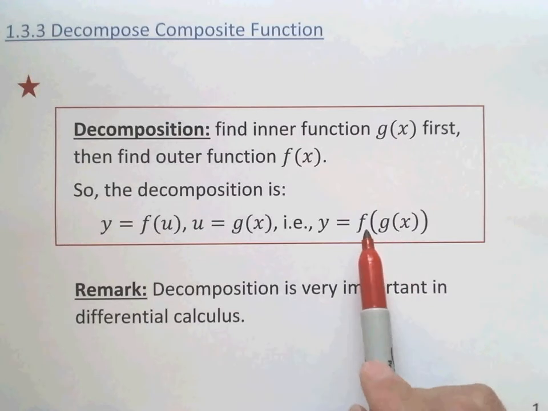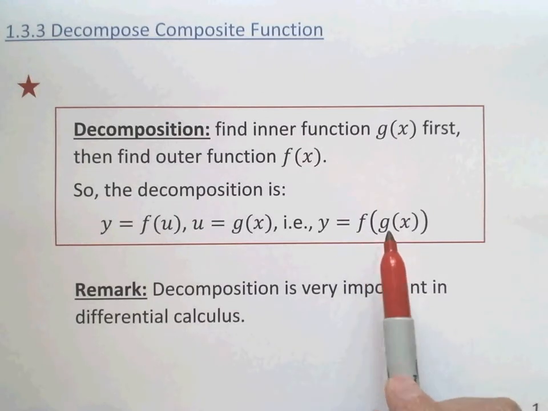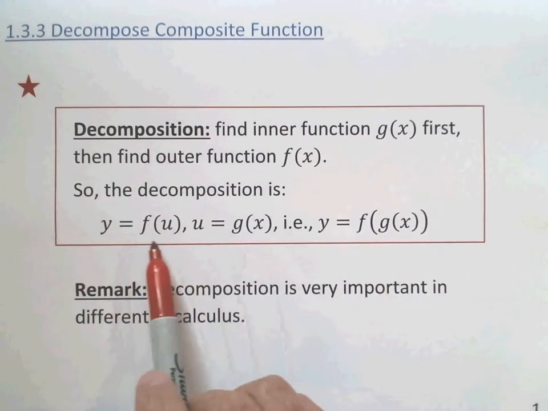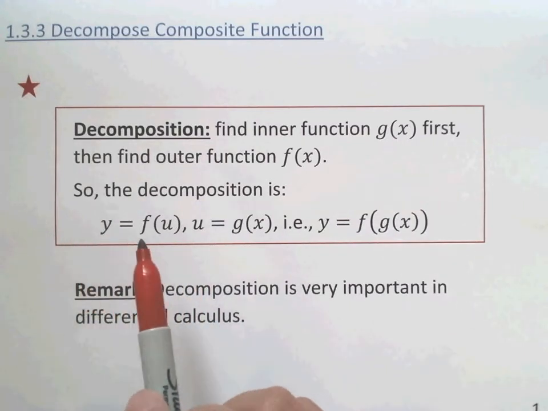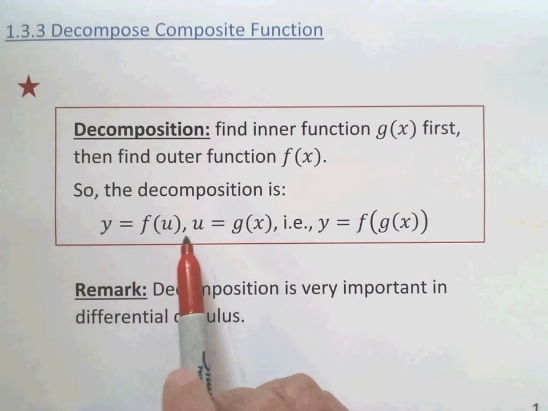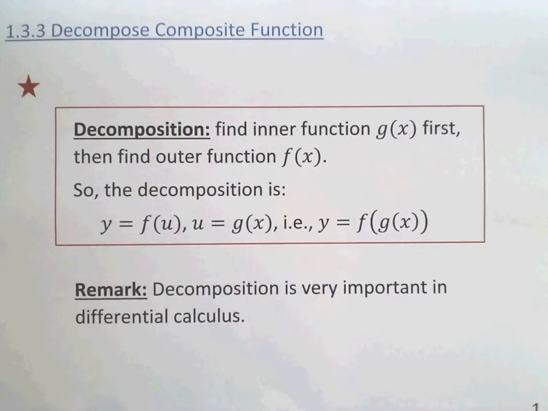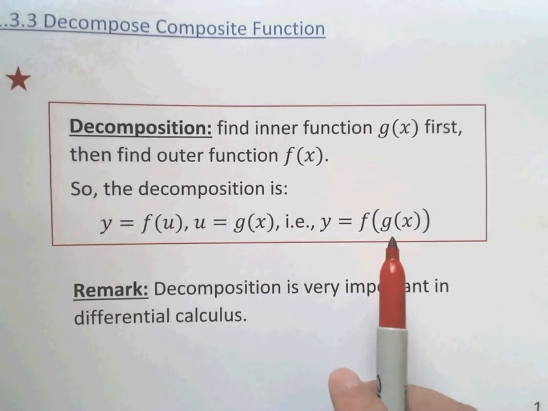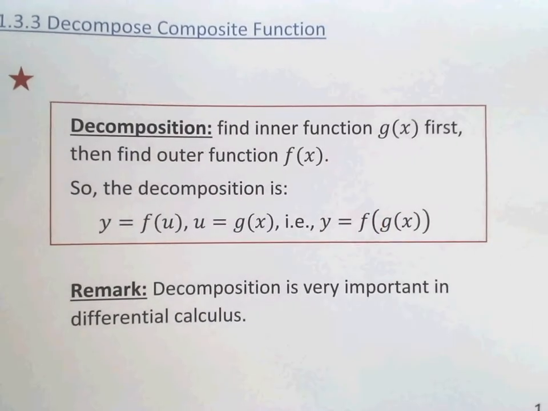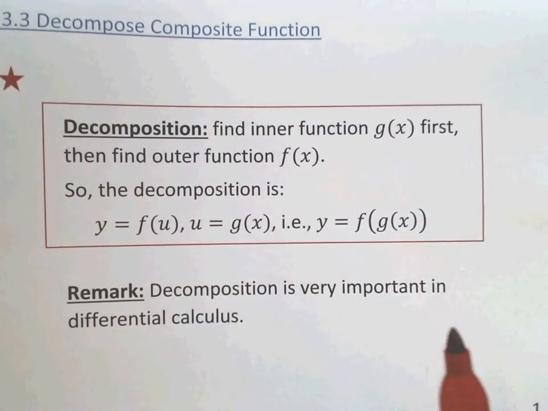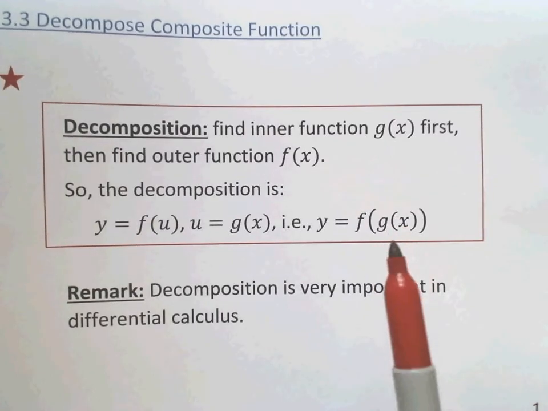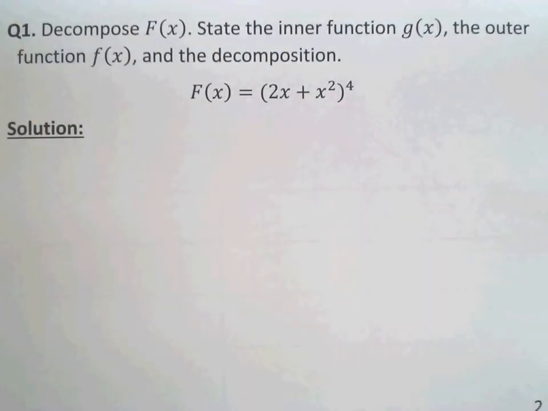If you find the inner and find the outer, then you have this form of decomposition. So y is the outer, and then u, the inner, is g(x). Keep in mind that usually we find the inner first. How to find the inner? Usually the inner is the complicated part that troubles us. Let me give you one example of how to do it. It should be easy to do.